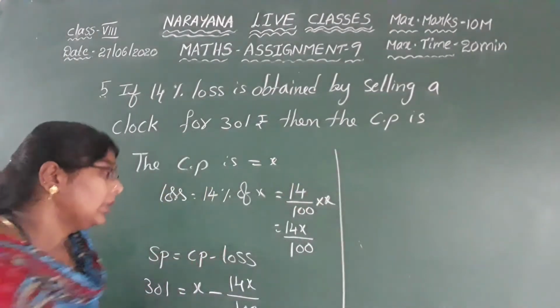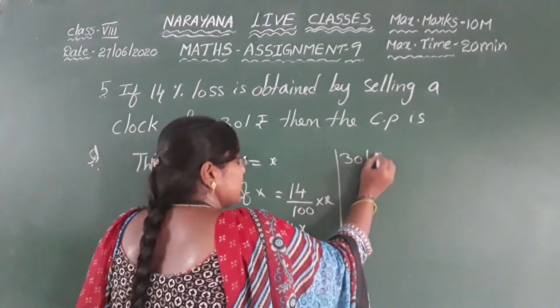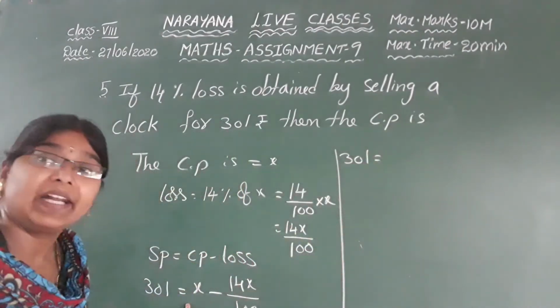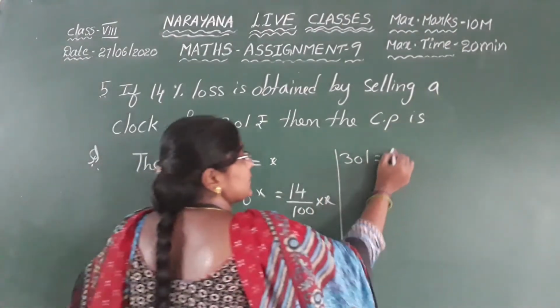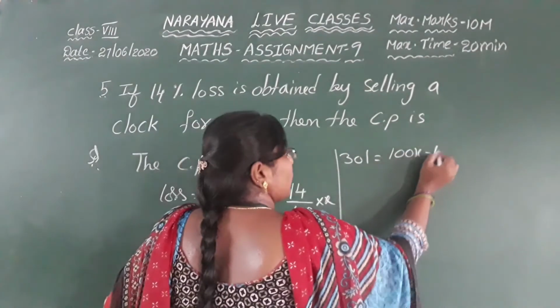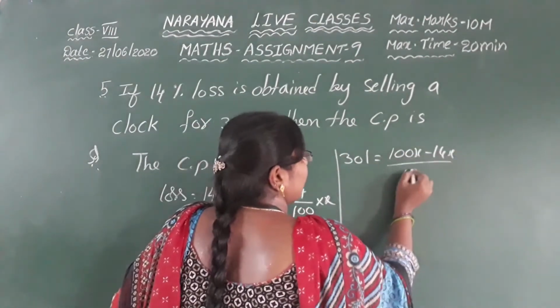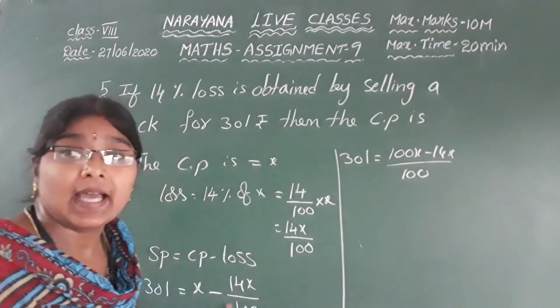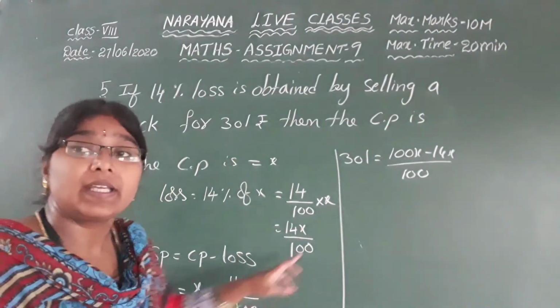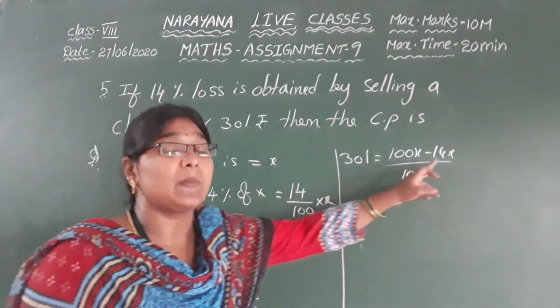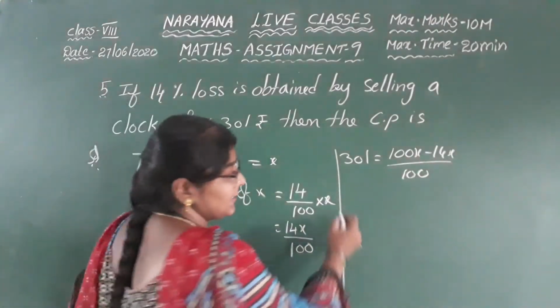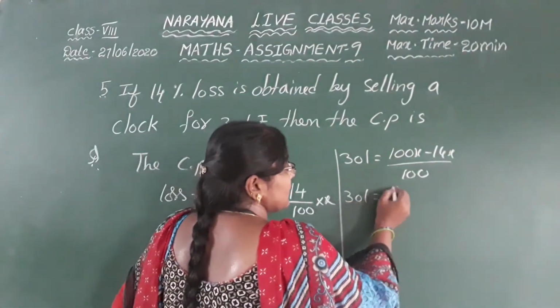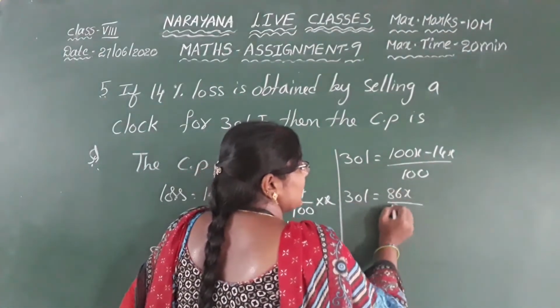So 301 rupees is equal to 100x minus 14x by 100. 100 into x, 100x minus 14x by 100. So 100x minus 14x is 86x. So here 301 is equal to 86x by 100.